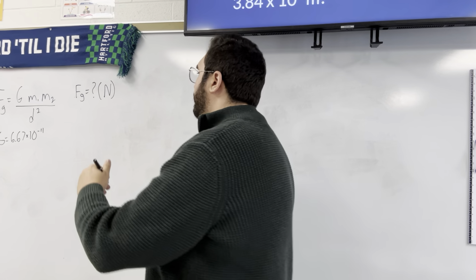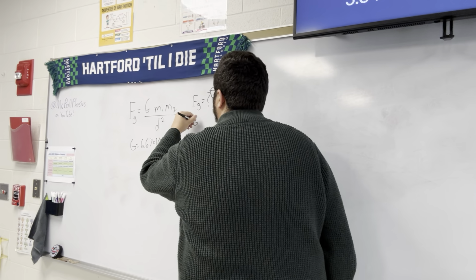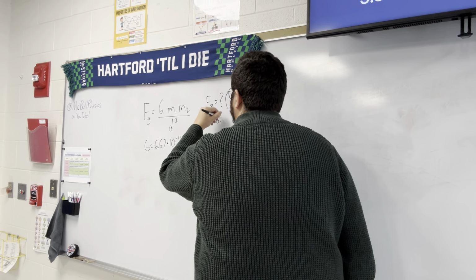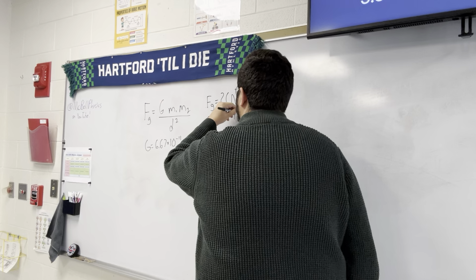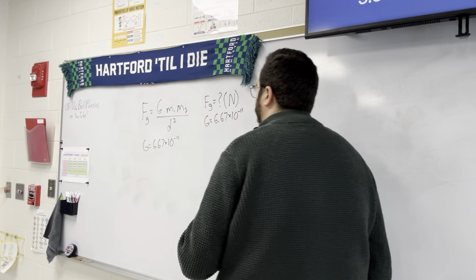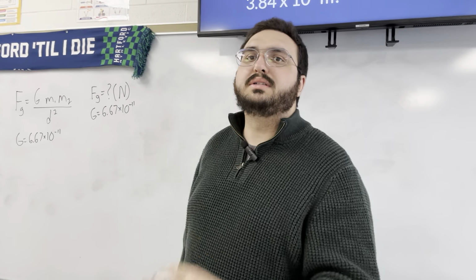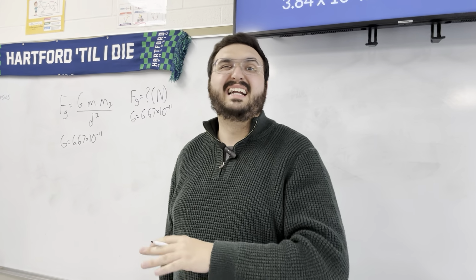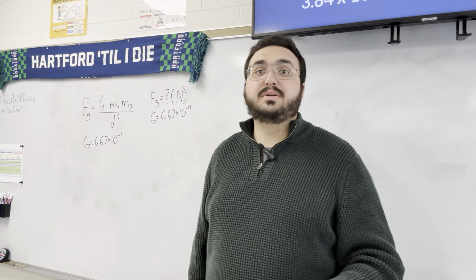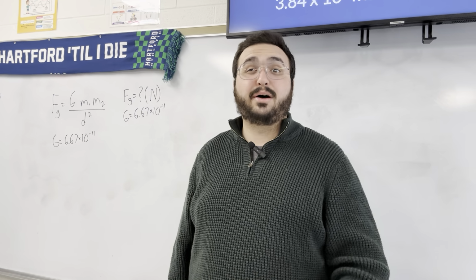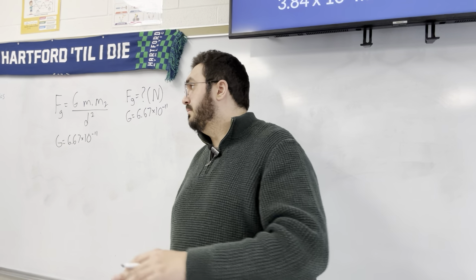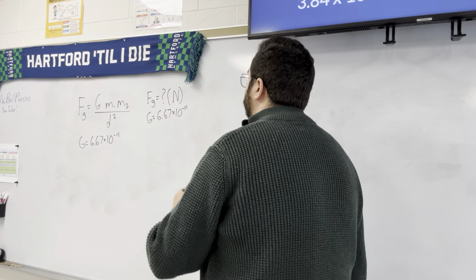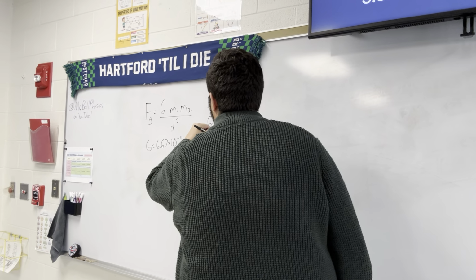Now, G is always going to be that 6.67 times 10 to the negative 11 number. It will always be that number. Never any other number. We do not use capital G for anything else in physics. So, let's move on to our masses. Now, M1 and M2.